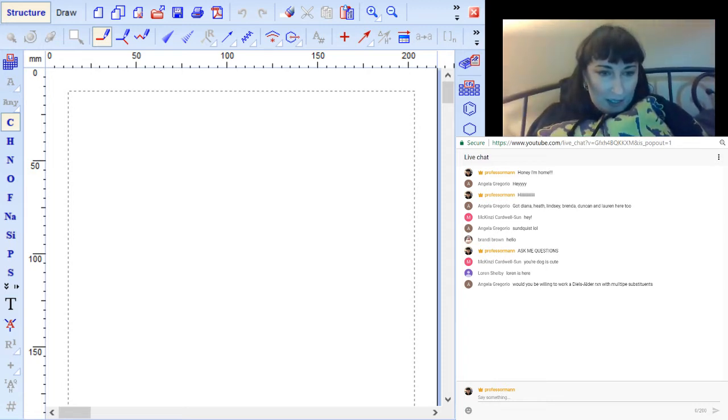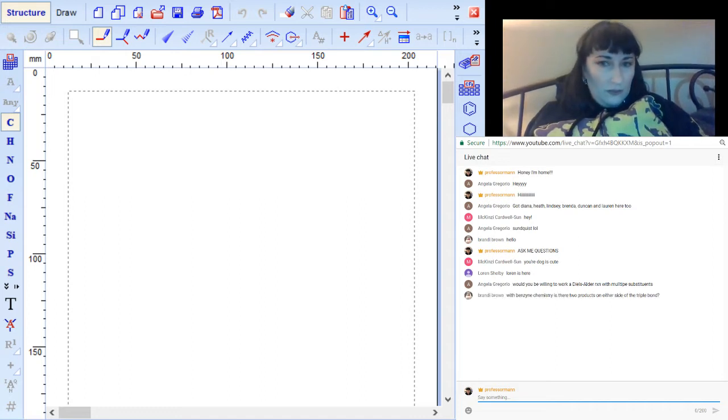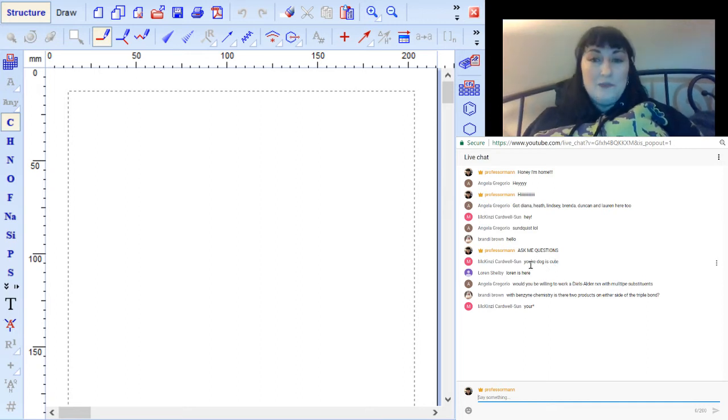Alright, what do we got here? Oh, Diels-Alder reaction with multiple substituents. Okay. Yes. Oh, my dogs are cute. Crazy ones. I see you, Lauren.